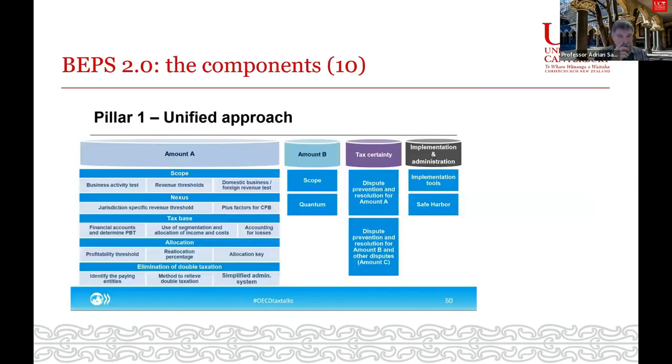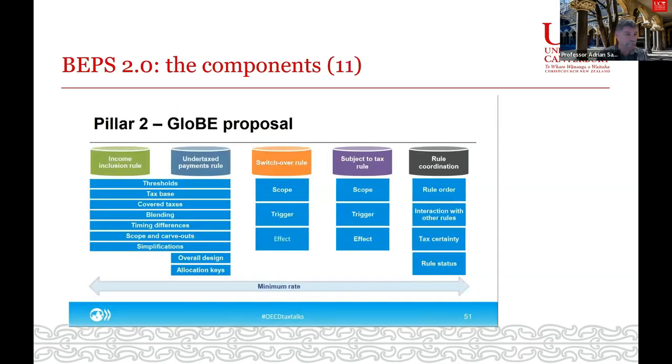Okay, I briefly want to just again draw some of this large amount of words and things together in a graphical format. If you look at the first one here, this is from the OECD's website, you'll see Pillar 1, which is notionally called the unified approach. You can see that the key things are amount A and B, and then obviously how they're going to create certainty and implementation. Relatively speaking, amount A has got so many components to it that it is clearly a very complex concept. So it's its scope, nexus, the tax base, allocation, and how to eliminate double taxation. And just looking at those things that need to be developed, that gives some appreciation of why it's taking so long to make headway.